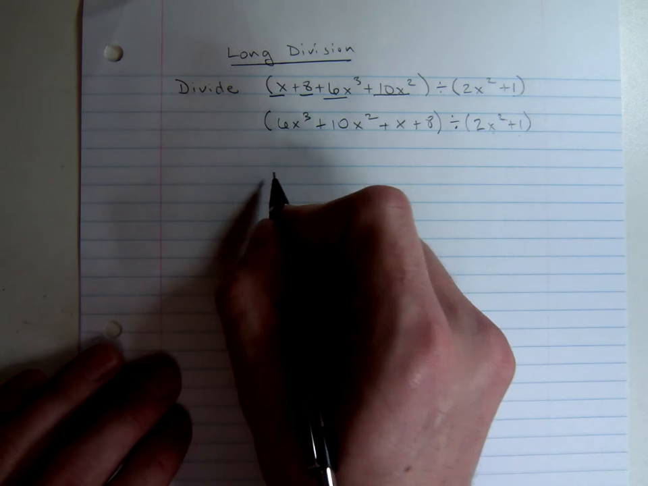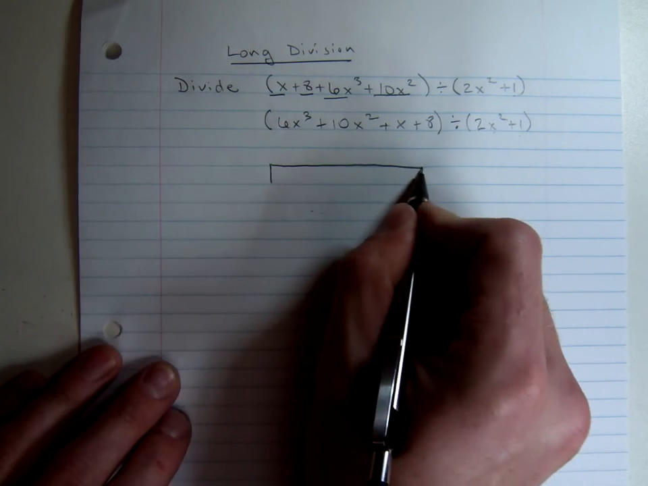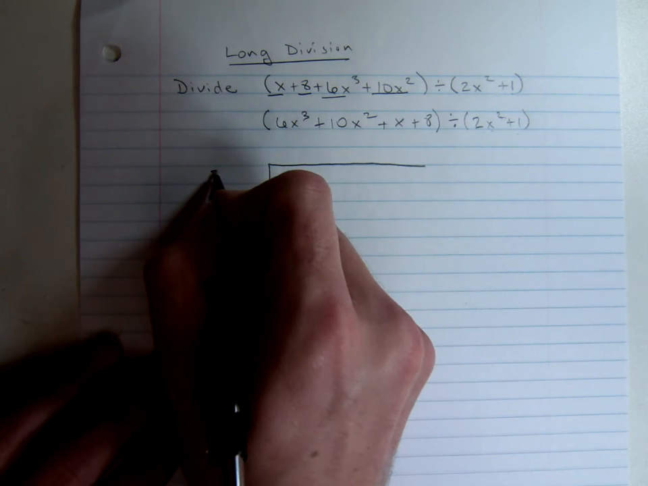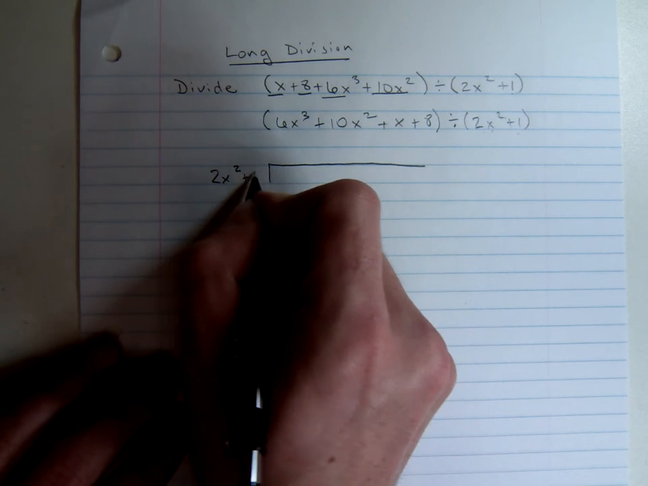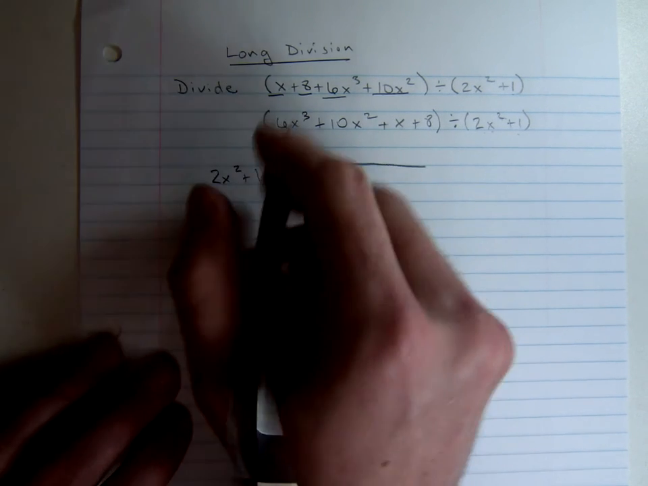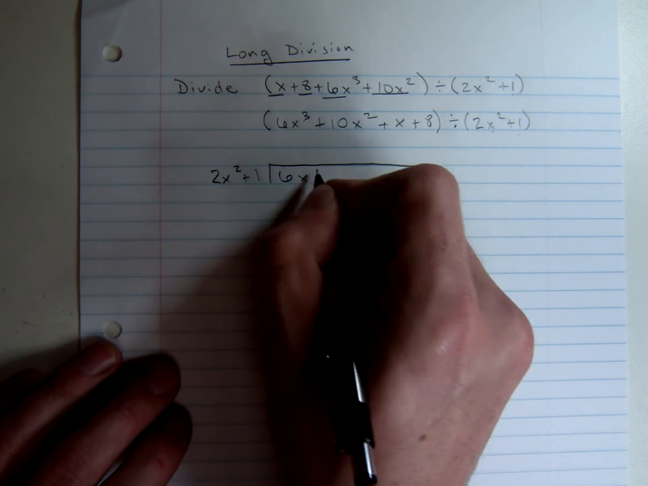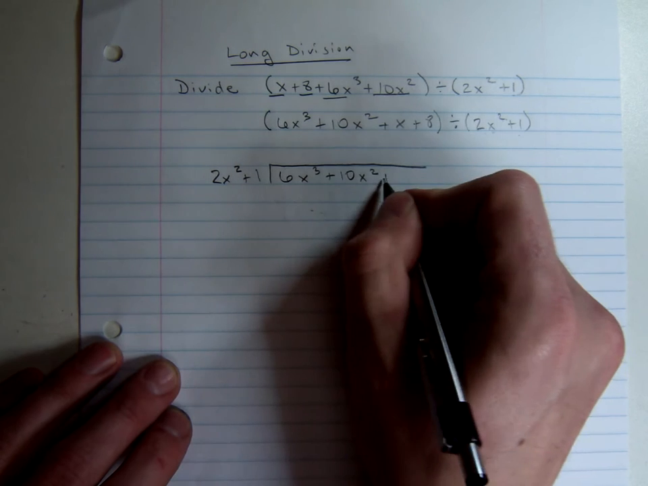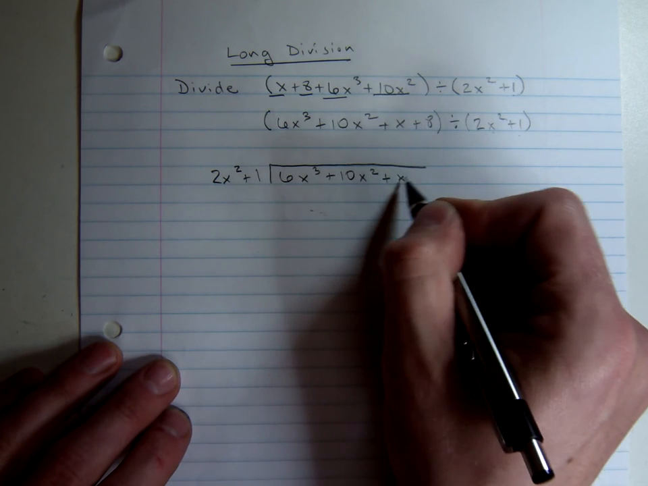So now I'm going to go ahead and create what should be a very familiar long division sign. I'm going to put my divisor on the outside, so I have 2x squared plus 1. And on the inside, I put 6x cubed plus 10x squared plus x plus 8.